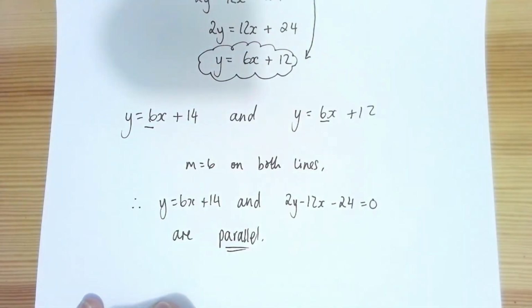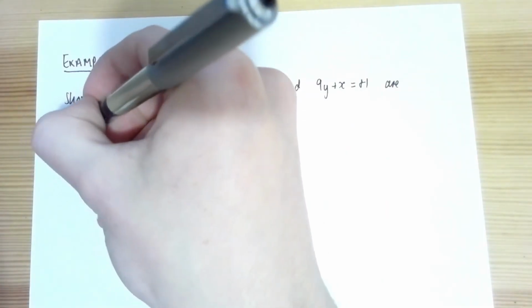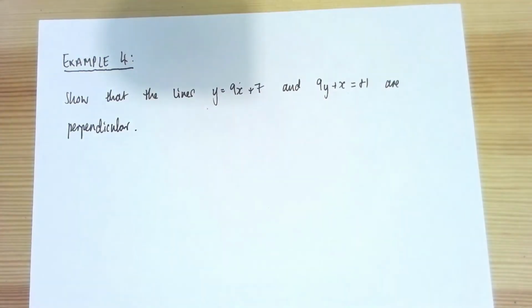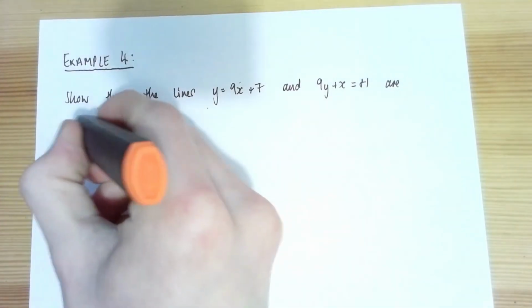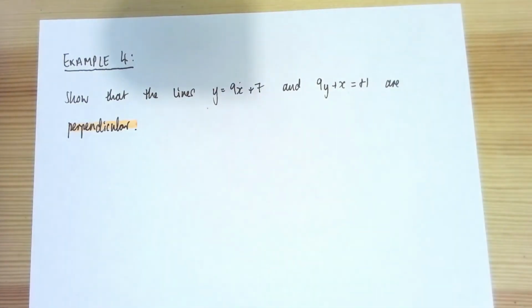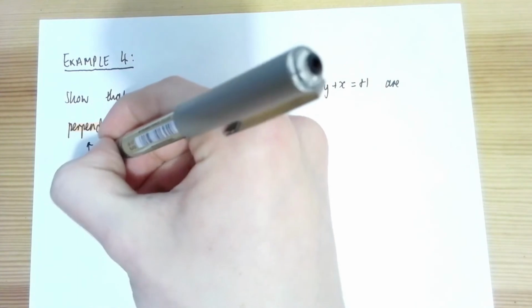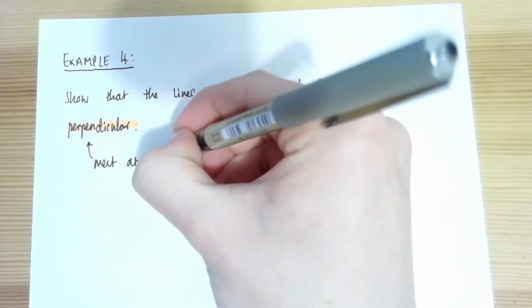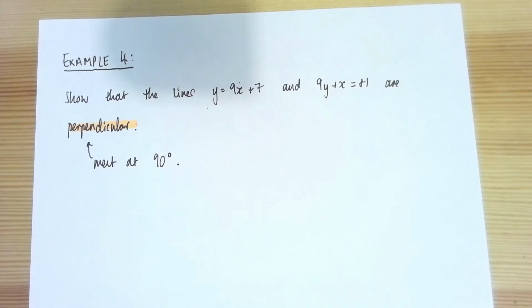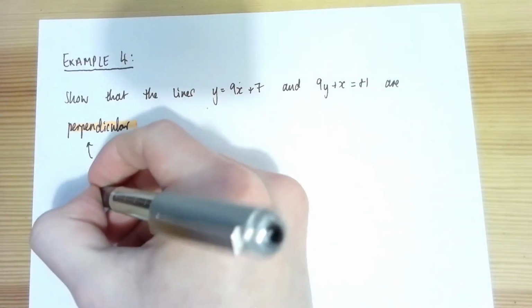Okay, now let's have a look at a fourth example. The fourth example says, show that the lines y equals 9x plus 7 and 9y plus x equals 81 are perpendicular. So, I'm going to highlight perpendicular, as that's the key word to be able to answer this question. Perpendicular lines meet at 90 degrees. Previously what we learnt is that perpendicular lines have a negative reciprocal gradient.